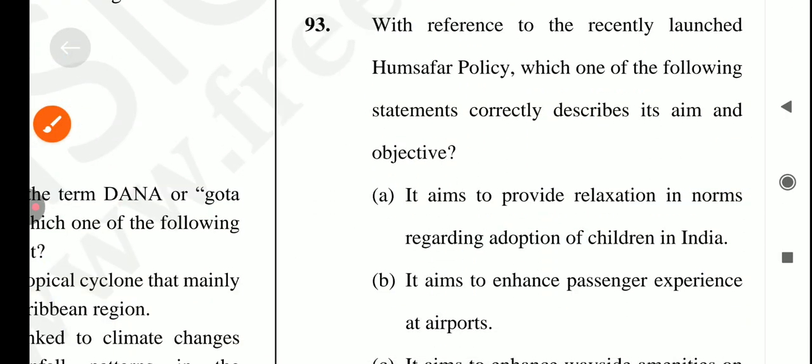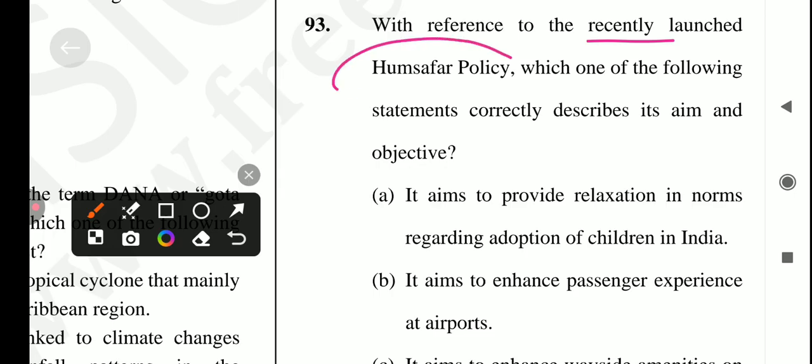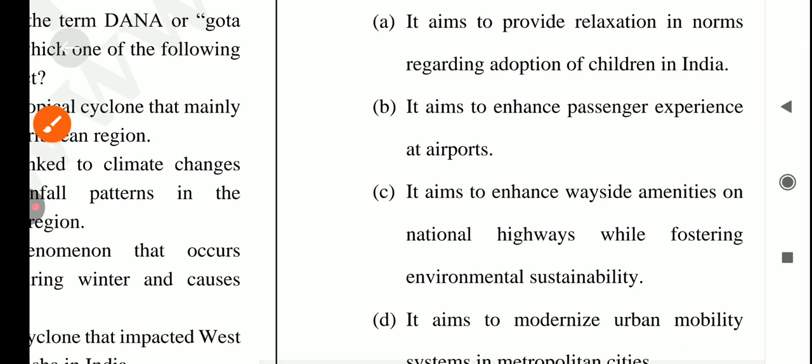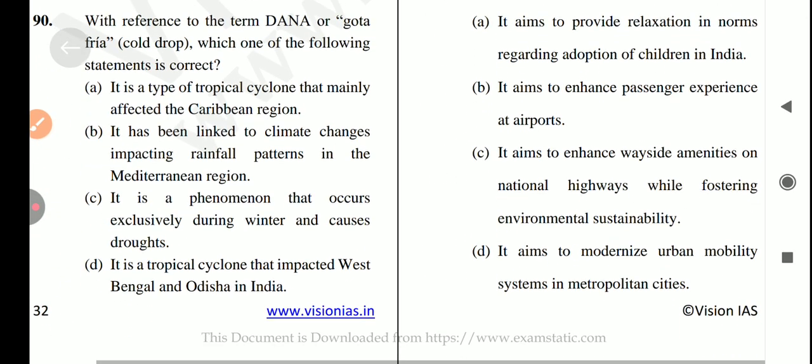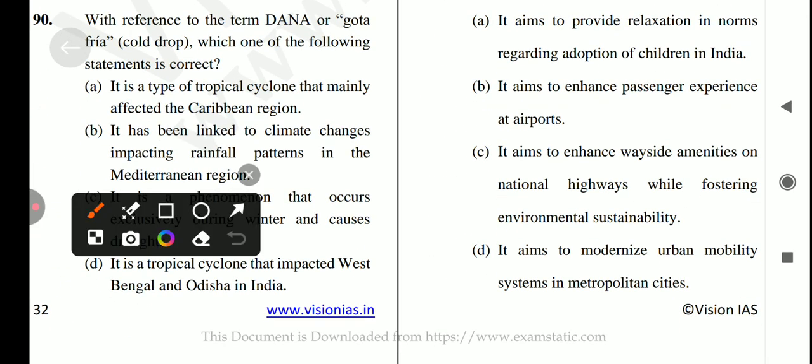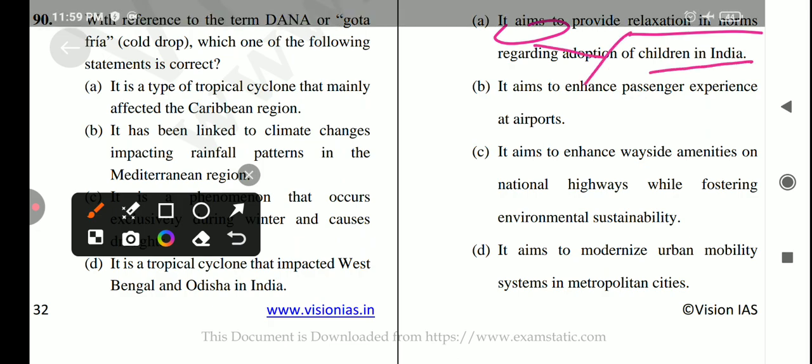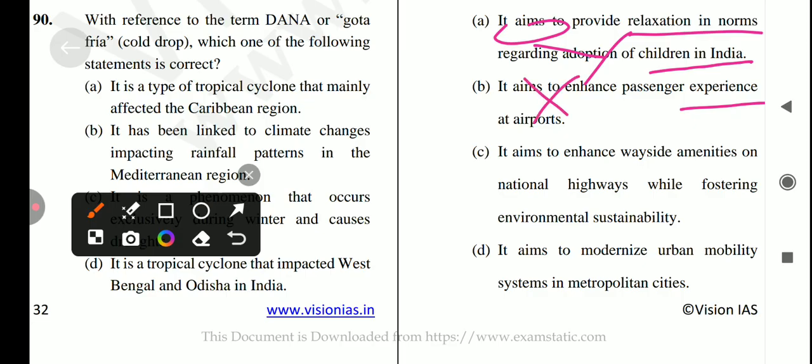Let's come to the next question, which is with reference to the recently launched Humsafar policy, which of the following statements correctly describes its aim and objective? First, it aims to provide relaxation in norms regarding the adoption of children in India. Is it true? No. It aims to enhance passenger experience at airports. No. It aims to enhance wayside amenities on national highways while fostering environmental sustainability. Yes, it's a correct statement. So option C is the correct answer for this question.